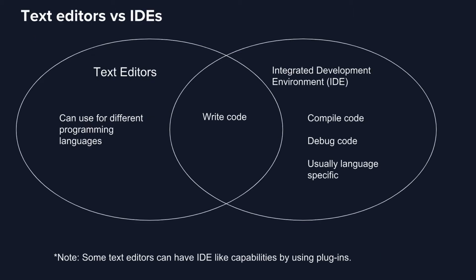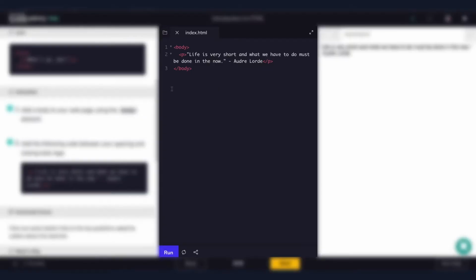Text editors are also called code editors, and they're applications that are used by developers to write code. They can highlight and format your code so that it's easier to read and understand. It's a lot better than using something like Microsoft Word that wouldn't highlight your code. So you might not realize it, but you've already been using a text editor, and that text editor is on the Codecademy website. It's that area where you write your code in.